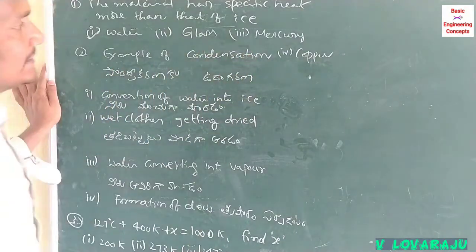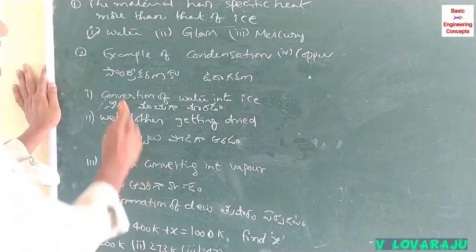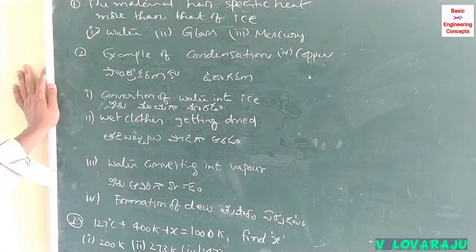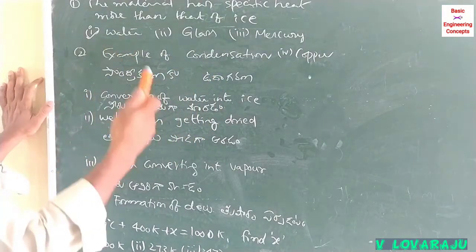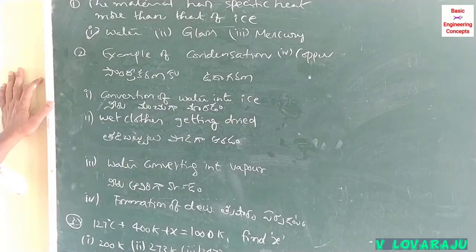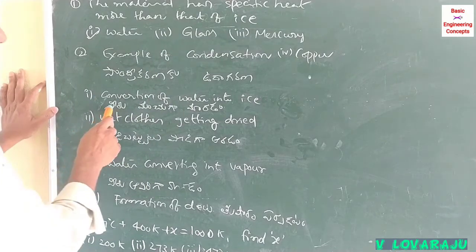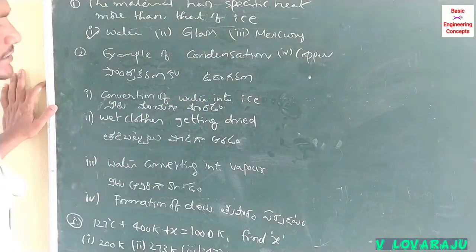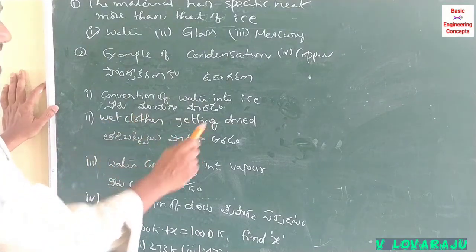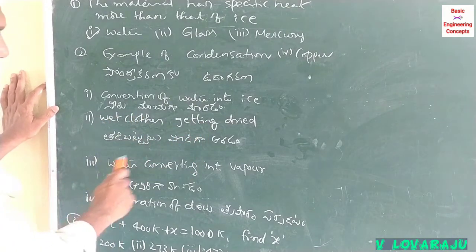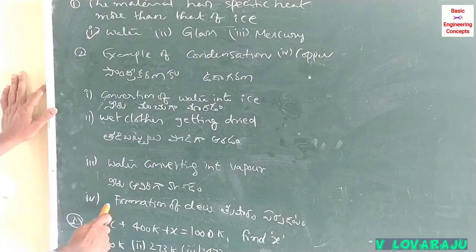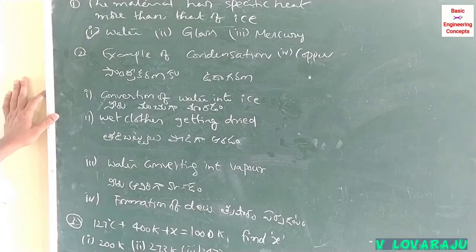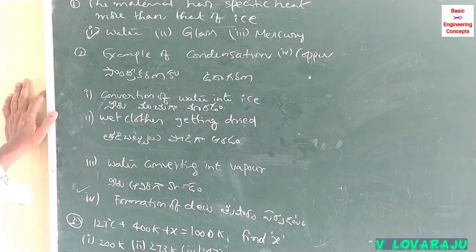Example of condensation. Example of condensation. Condensation means the gaseous state is converted into the liquid state. Water vapor turning into water, formation of dew. Formation of dew is an example of condensation.